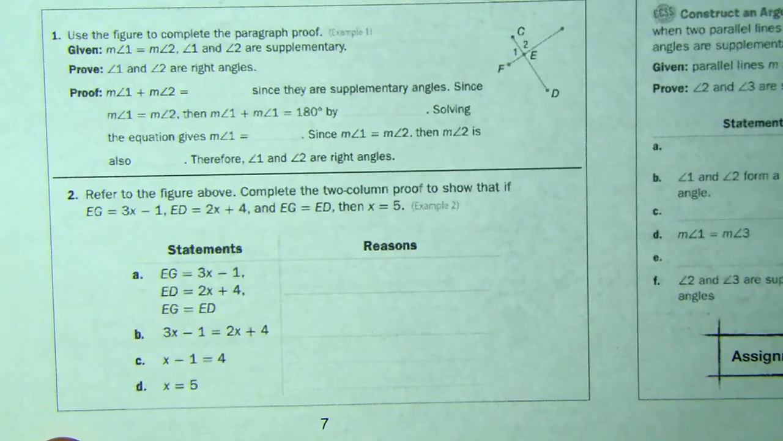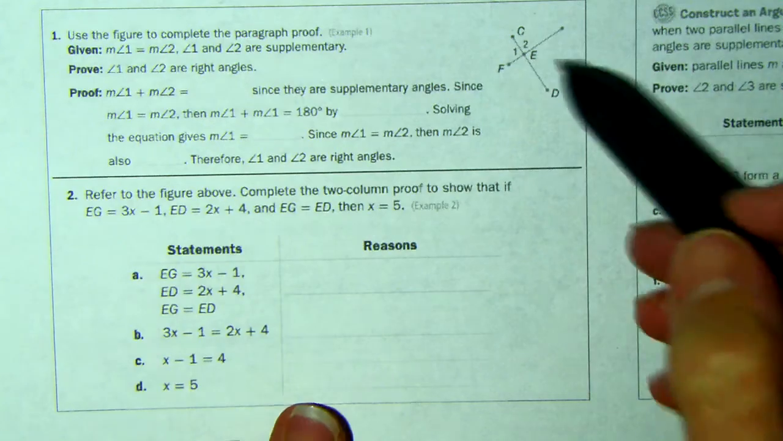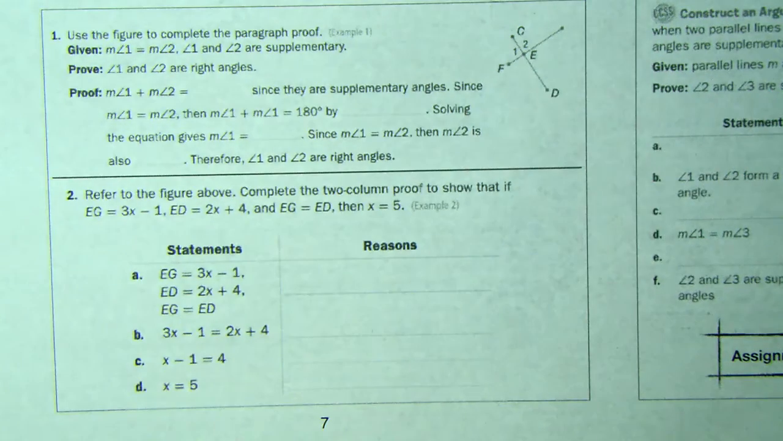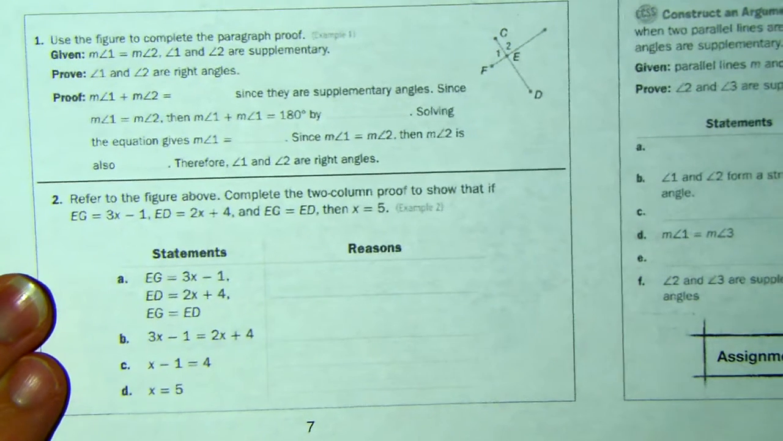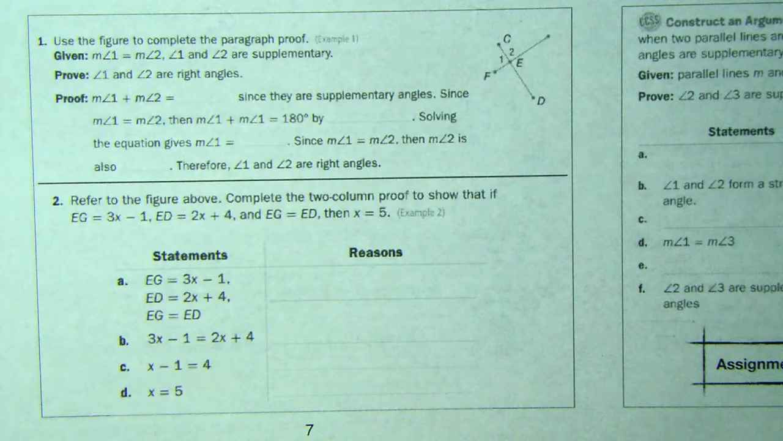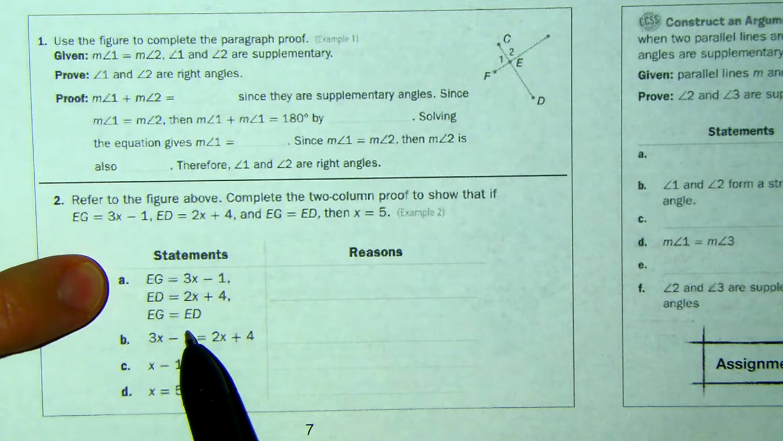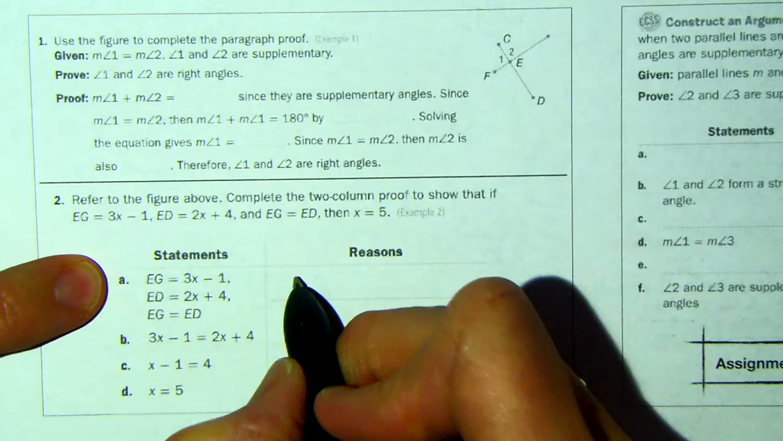Slide number 7. We have 2 line segments over here that intersect each other, right? They tell us, given that the measure of angle 1 equals the measure of angle 2, and they tell us that angle 1 and angle 2 are supplementary. They want you to prove that 1 and 2 are right angles. So, guess what the first statement is? Given.